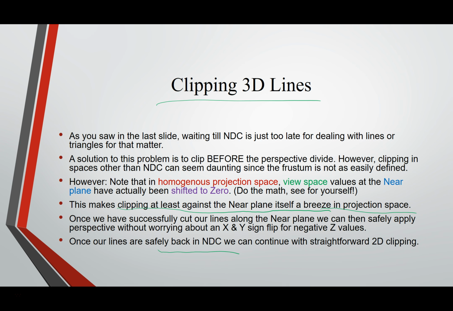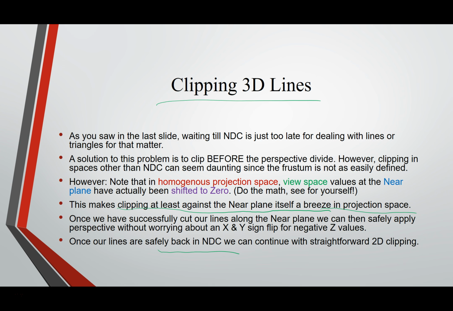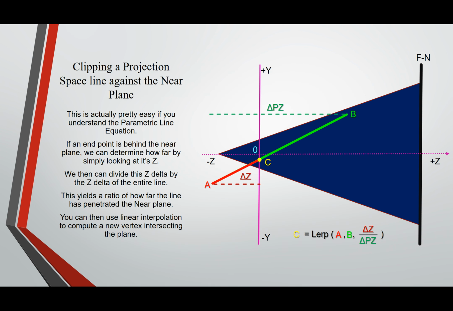So if we can just cut our lines here on the near plane, then we can do our clipping in NDC, because that means we can safely move into NDC without having to worry about this weird behavior that we talked about earlier, this flipping of signs. As long as we can have non-negative Z values, then our perspective divide to go into NDC will not cause any problems. So this is our goal. Cut lines on the near plane, and then moving into NDC shouldn't be a problem. So how do we do that? How do we actually cut a line on the near plane?